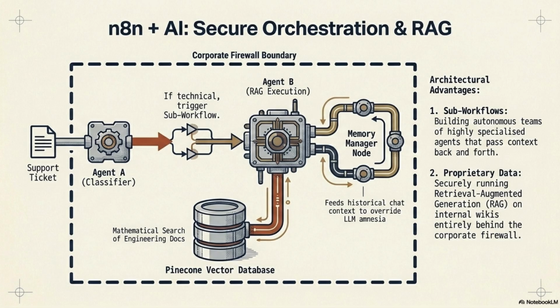If it classifies a ticket as technical, it triggers a sub-workflow containing Agent B. Agent B is armed with a vector database search tool. It searches the internal wiki, retrieves the solution, and generates a response. The output of Agent B is then passed back up to the main workflow to be emailed to the customer. So you are basically building an autonomous team of highly specialized agents interacting with each other, passing context back and forth, entirely governed by n8n's error handling and logic nodes.